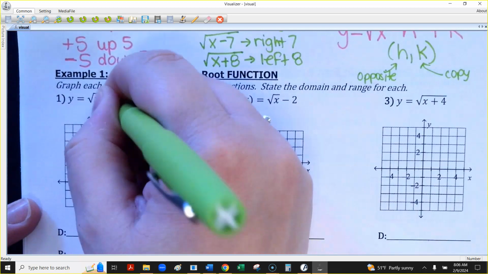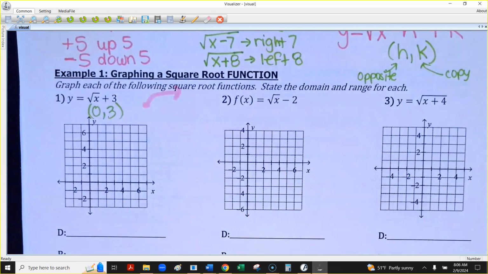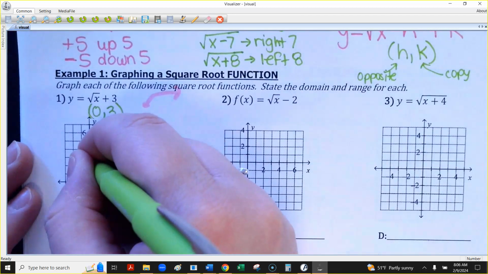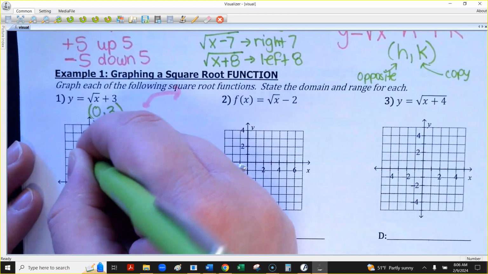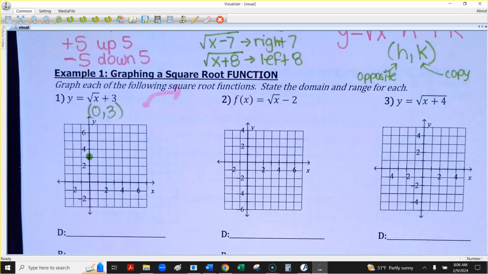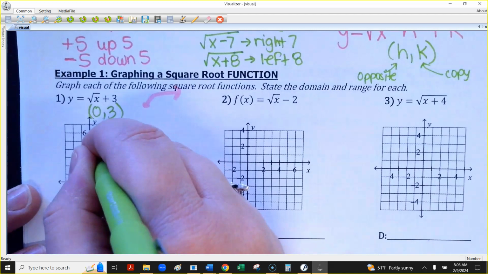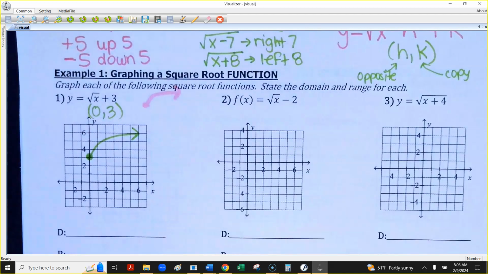So from that parent function, just square root of x, we're just going to shift everybody up 3 spots. That's all this is. So instead of starting at 0, 0, we're going to start at 0, 3. And again, other than that first point, I don't need specific points. I just want to see a general shape. Just try and draw a sideways half of a U shape.